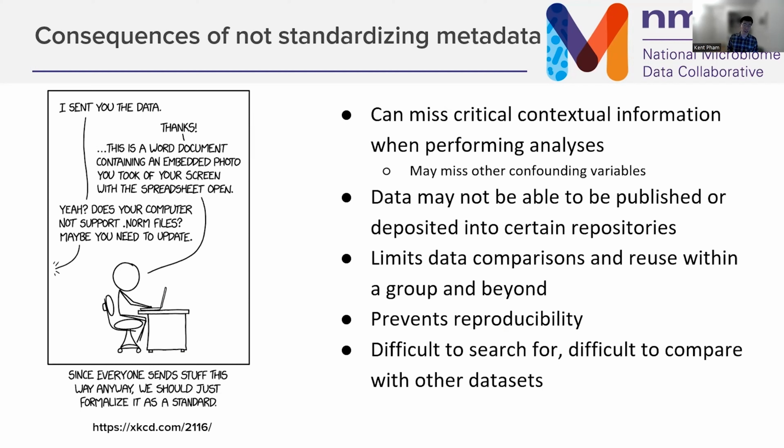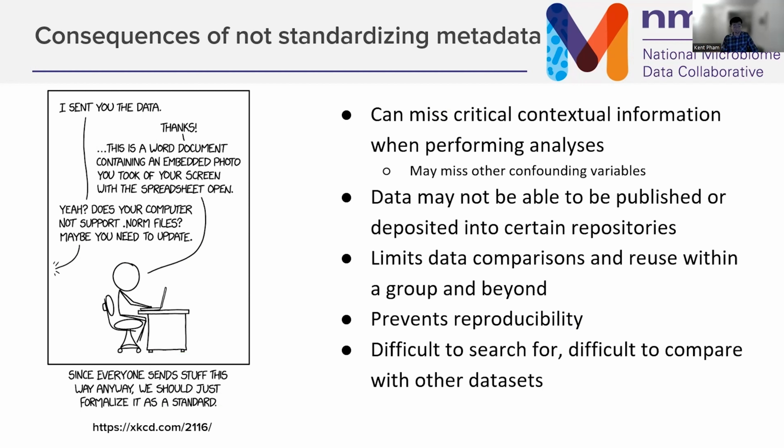Next consequence is that your data might not be accepted and published to certain repositories. Nowadays, when you submit your paper to a journal, you're going to need to submit your sample data itself. And with that, you're going to need to provide the metadata for that sample data so that anybody down the line who wants to use that understands where that data came from without having to read through your paper or contact you.